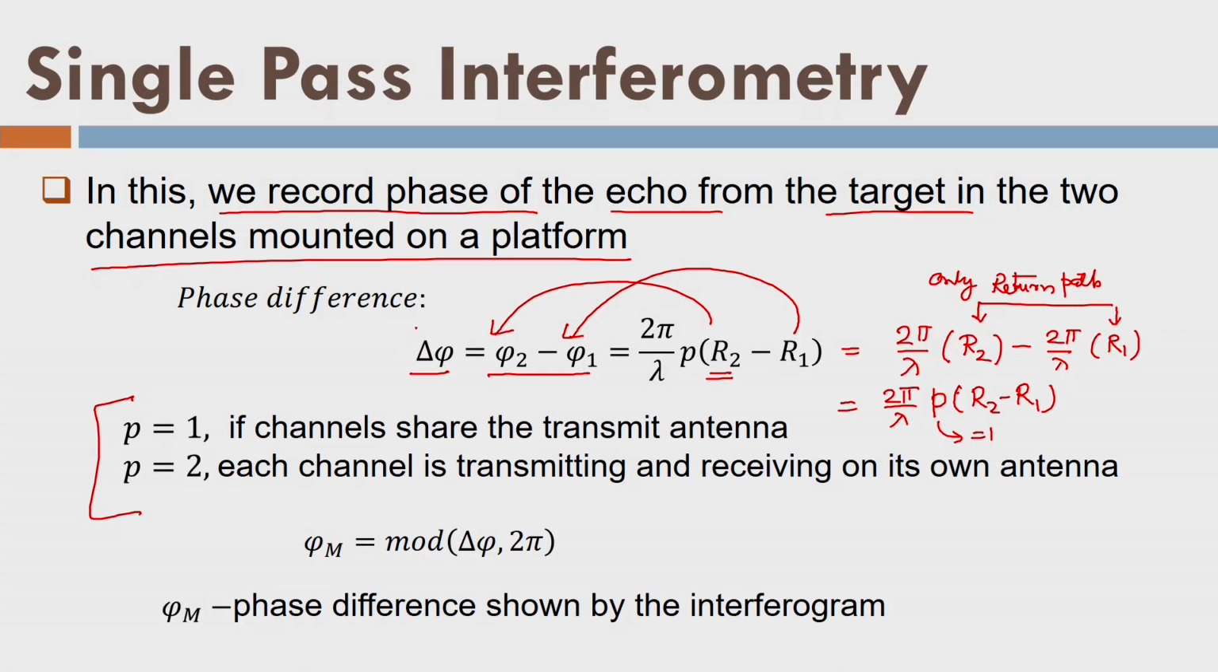Once we determine this phase difference, we calculate this quantity psi m, and psi m is the mod of delta psi by 2 pi. That means I am reducing the delta psi to the range 0 to 2 pi. Now for each pixel, if I plot this value on the radar image, this image is called an interferogram, and that is the difference of the phases. I hope you got the idea now what an interferogram is.